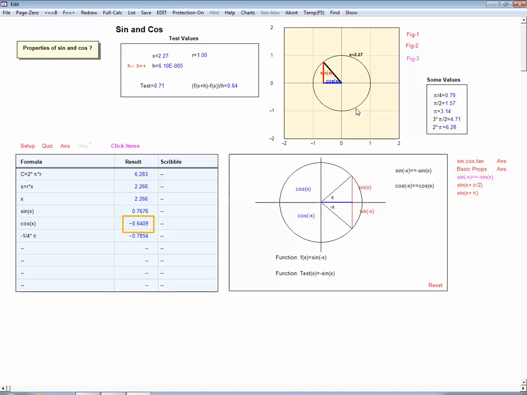Now, what about if I go down here? How do you visualize the sine and the cosine? Well, there they are again. Sine is always up and down, and cosine is always left and right. And in this case, is the cosine a positive or a negative number? Well, it's pointing in the positive x direction, so we look down here and we see the cosine is positive. And what about the sine? The sine of that x is negative.